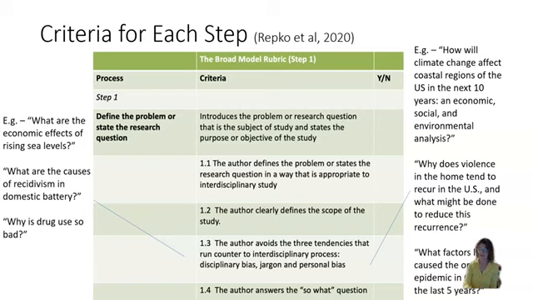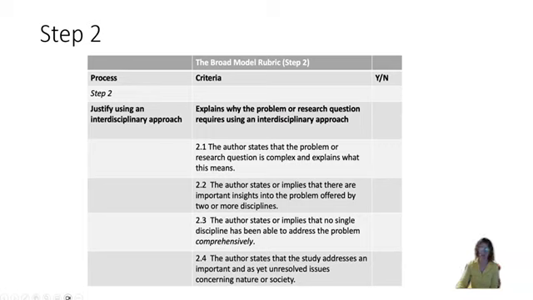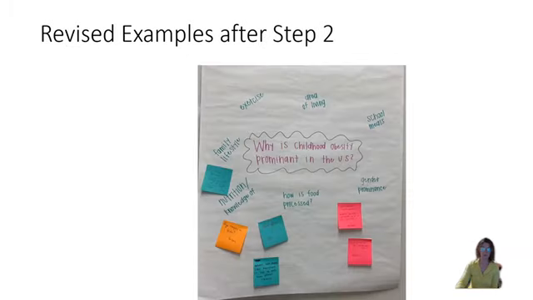In the second step, we'll justify an interdisciplinary response. And in the second step, we state the question, we explain why it's complex, we make sure that we are determining that more than one discipline can be used to investigate this complex problem. No other discipline has solved the question, and that it is an important question that is an unresolved problem.